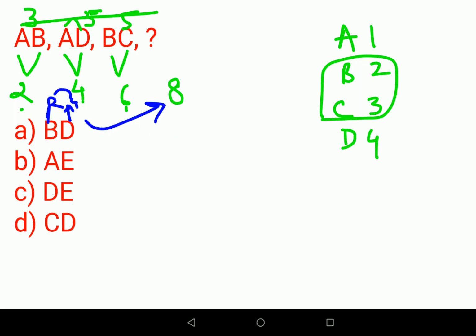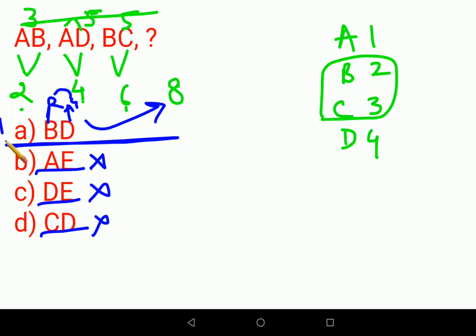But let's cross verify. This is 1 into 5. So that gets you wrong. 4 into 5 also is wrong. 3 into 4 gets you wrong. So obviously answer option A is your correct answer for this particular question.